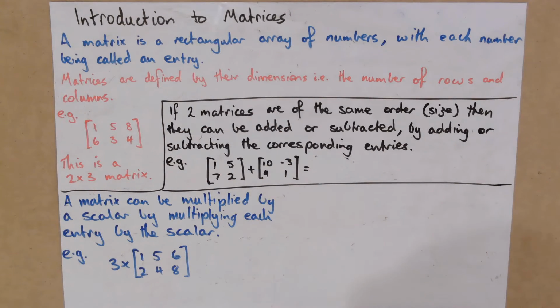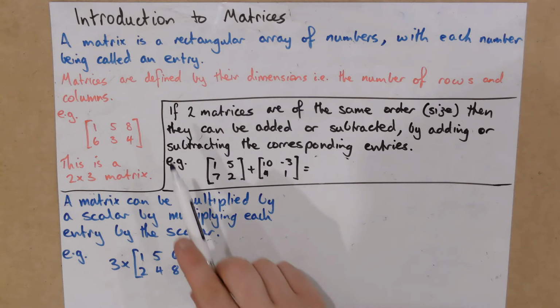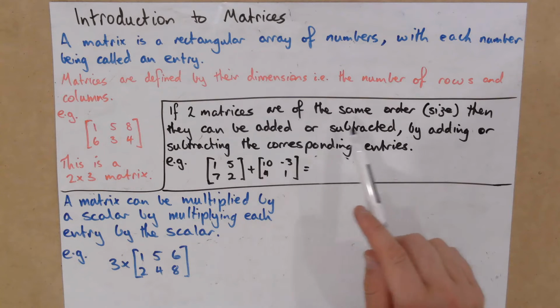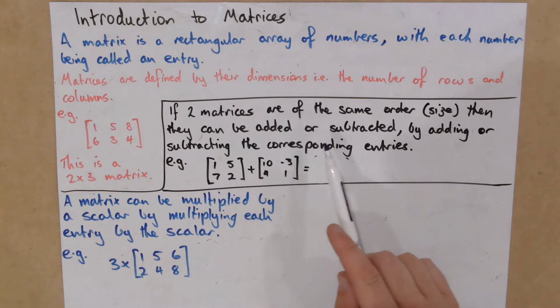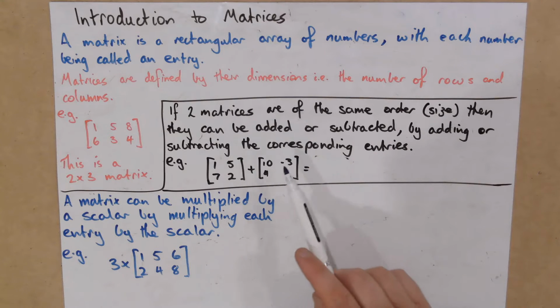Now, in the scope of the VCE study design at the moment, we only actually need to look at quite small matrices, just 2 by 2 and 2 by 1. But you'll see a couple of examples here that are slightly larger. If 2 matrices are of the same order or size, then they can be added or subtracted by adding or subtracting the corresponding entries. So we've got an example here.